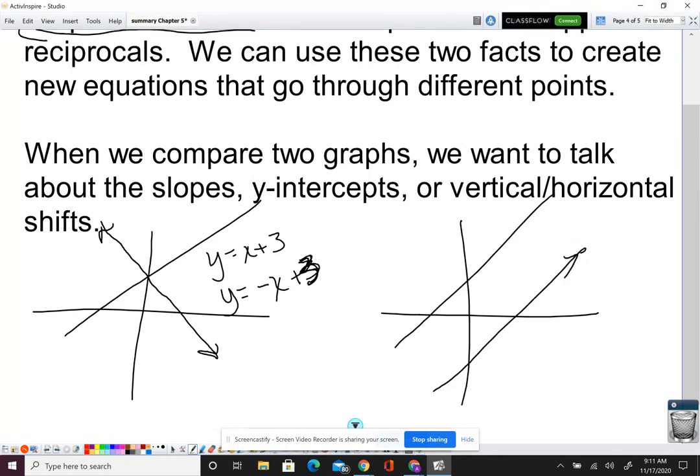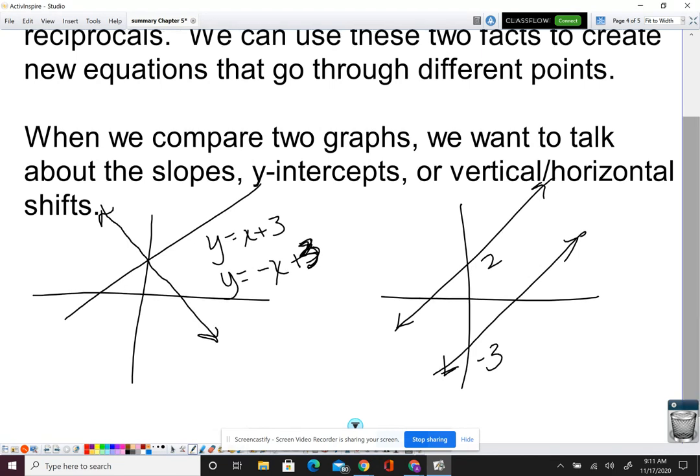So when you're comparing, you're just talking about the relationship between the lines. So if I talk about these lines, you would say they have the same slope, so they're parallel lines. One intersects the y-axis at 2, and the other one intersects the y-axis at -3. So it's a vertical shift of 5 units between the lines.